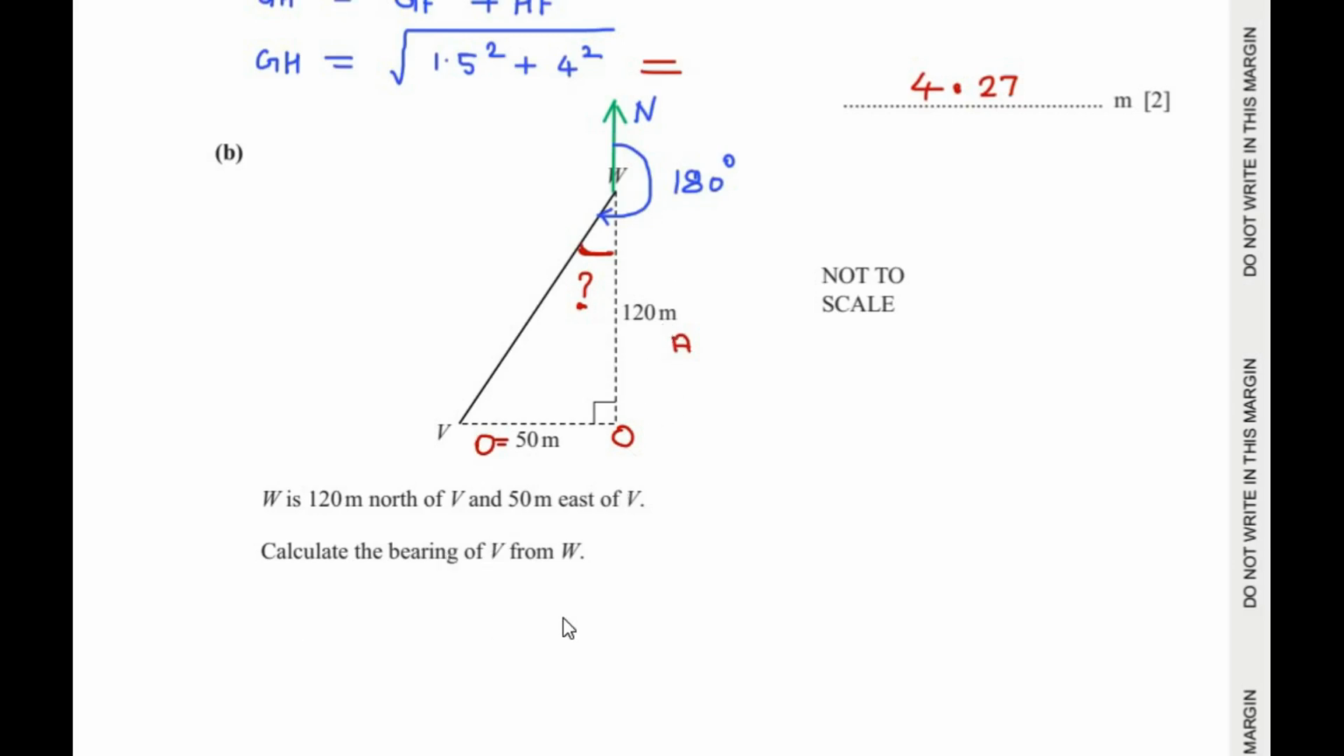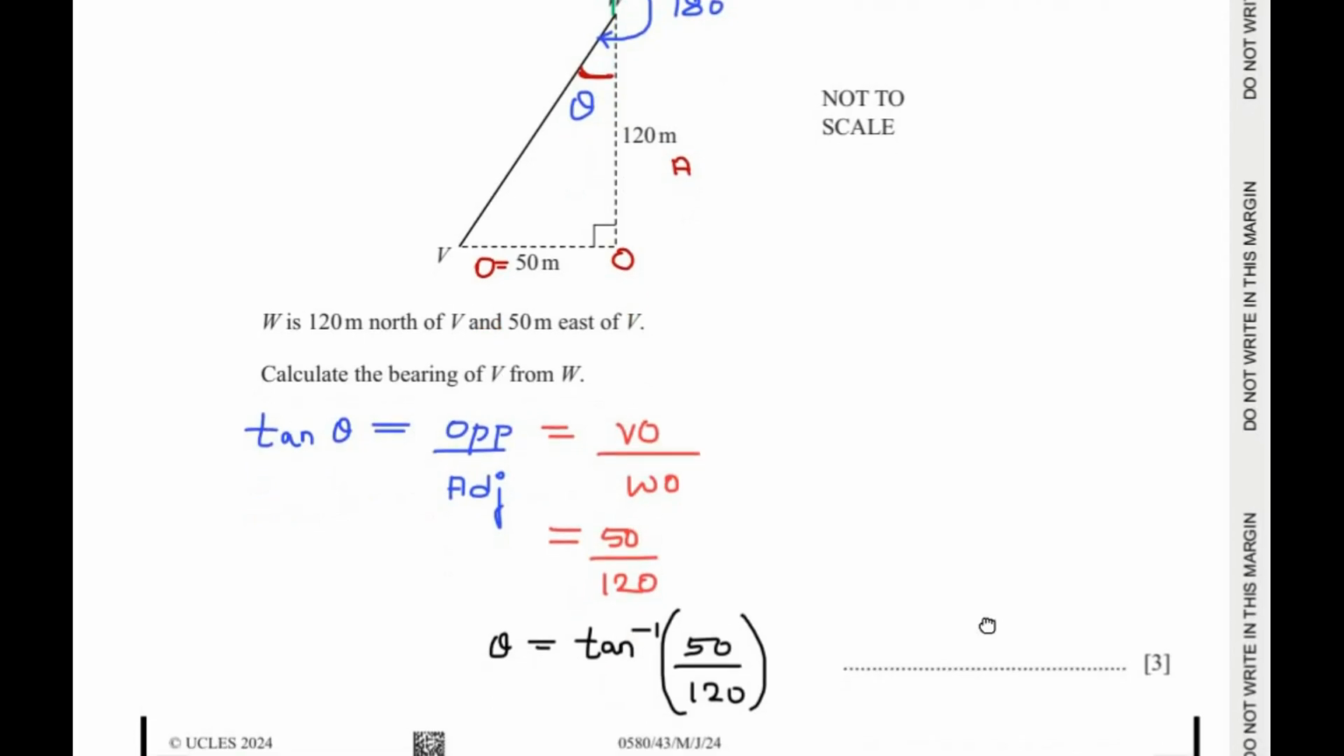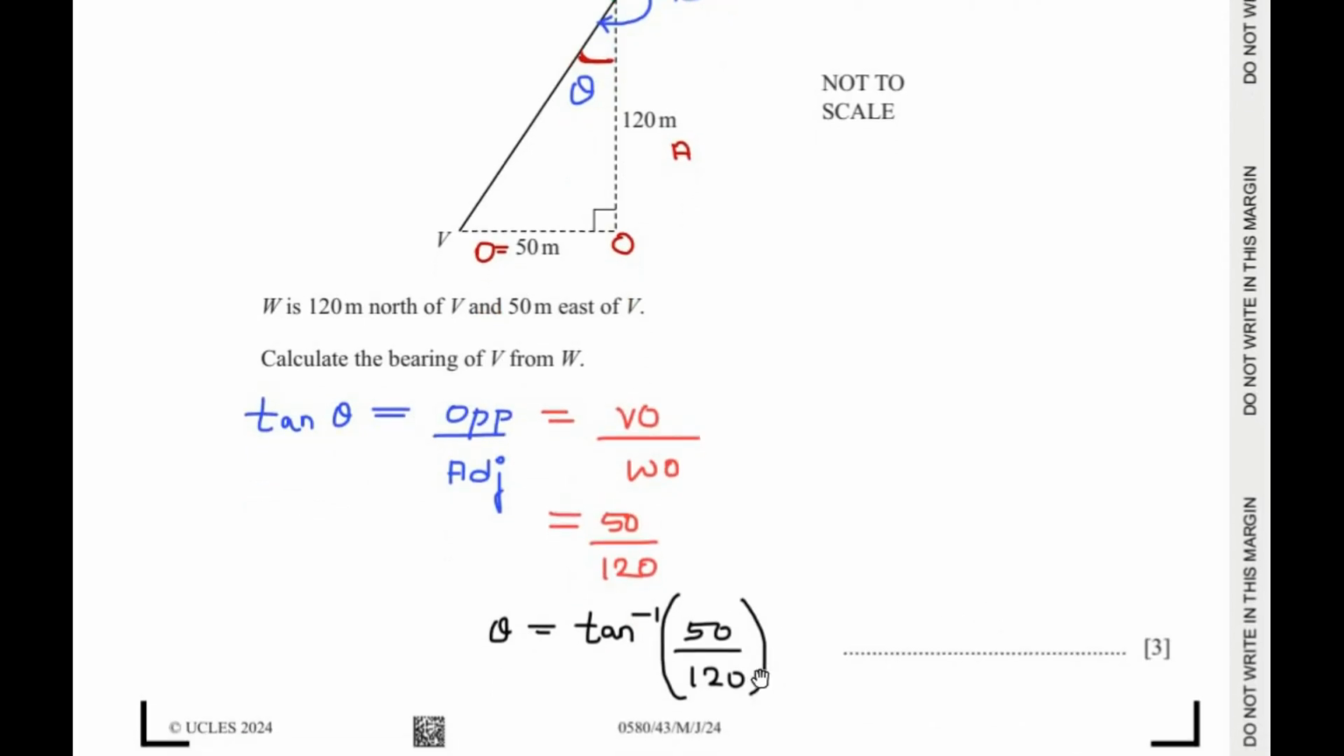So here I am going to write, I have considered this missing angle as theta. So tan of theta is equal to opposite side over adjacent side. In the triangle, the opposite side is VO and the adjacent side is WO. Now substituting the respective values, that is VO is 50 and WO is 120. Now we are going to take tan to the other side of the equal sign. So we get theta equal to tan inverse of 50 over 120.